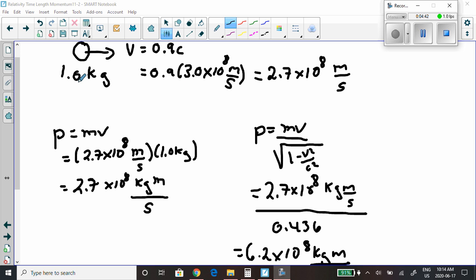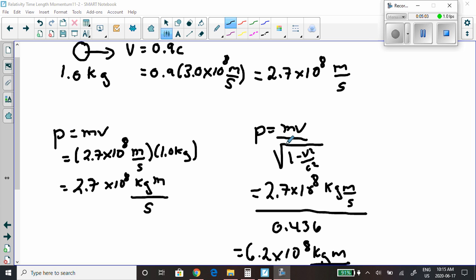So let's say you have a 1 kilogram ball here. Here it is, 1 kilogram ball, and it's moving at 9/10 the speed of light. So 9/10 the speed of light would be 2.7 times 10 to the 8 meters per second. So the non-relativistic, the classical Newtonian momentum would be the standard, and we're just doing the magnitude here. Mass times velocity. And there you have it.